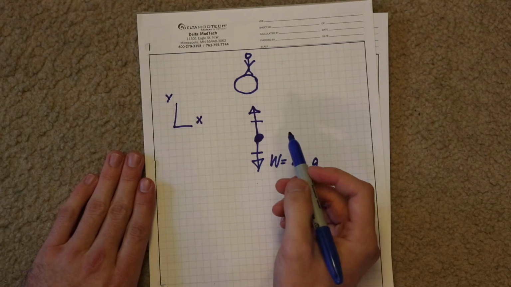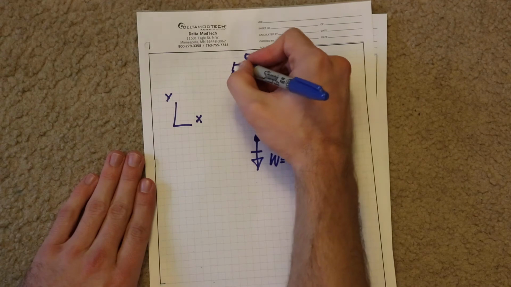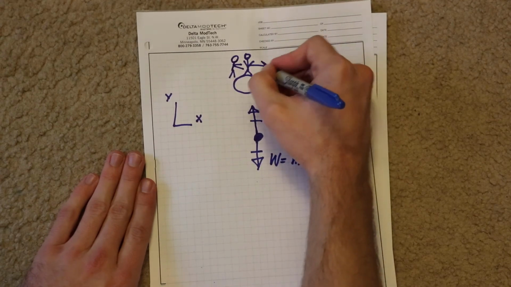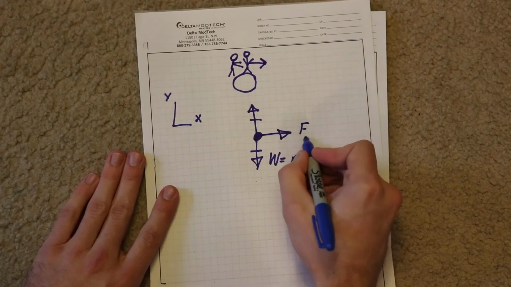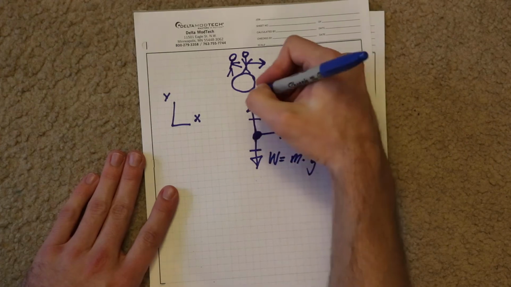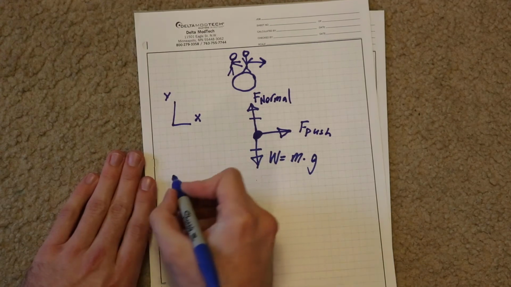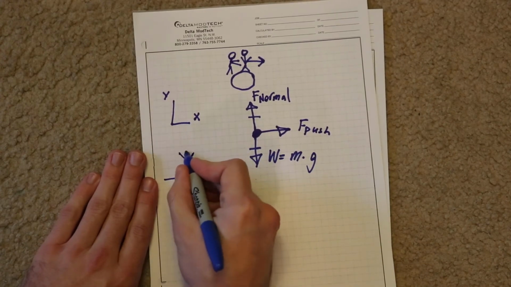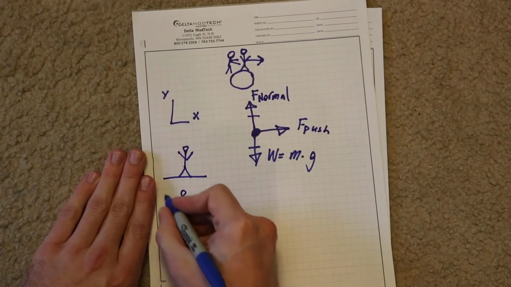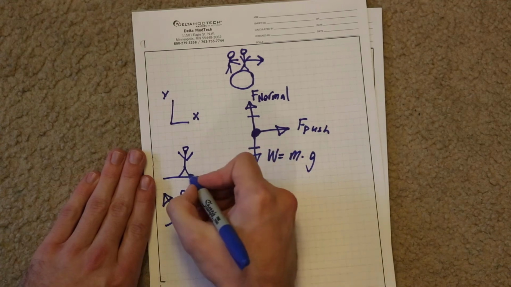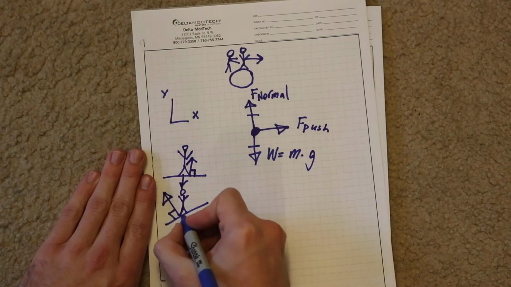Now, say there's another person right next to this person, and they're pushing on this person this way. Then there's a force this way, because of the push. I'm just going to label this force normal, which is perpendicular to the surface that the person is standing on. If the person was standing on a surface like this, then the force would be this way, because it's perpendicular. But in this case, it's just straight up. The weight is down.